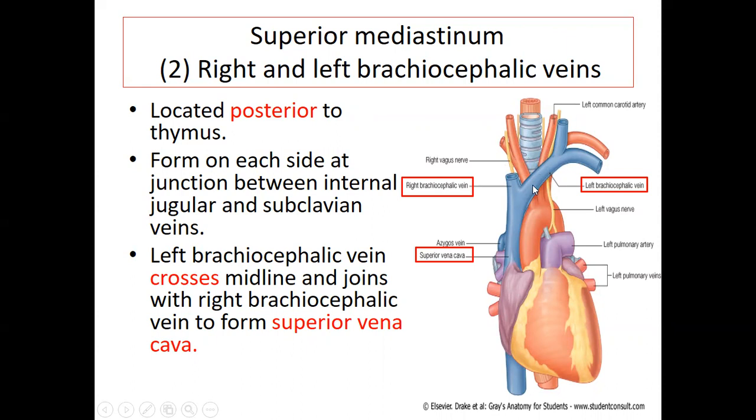The left brachiocephalic vein crosses the midline. You can see here it crosses the midline from the left toward the right, and joins the right brachiocephalic vein to form the superior vena cava. So you have the superior vena cava here.